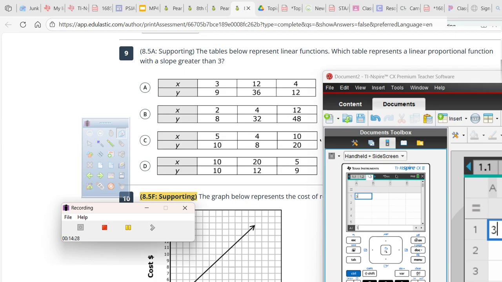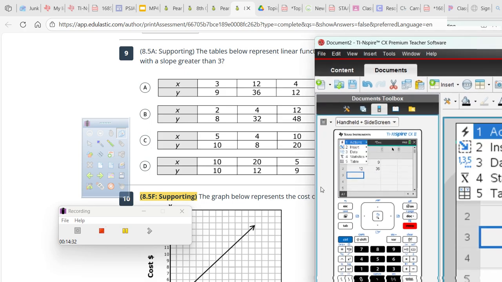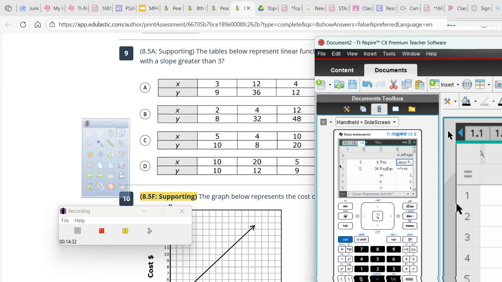3 goes with 9, and 12 goes with 36. Then we come in here and put a B. Control, Enter, Enter. And so let's see what we got.